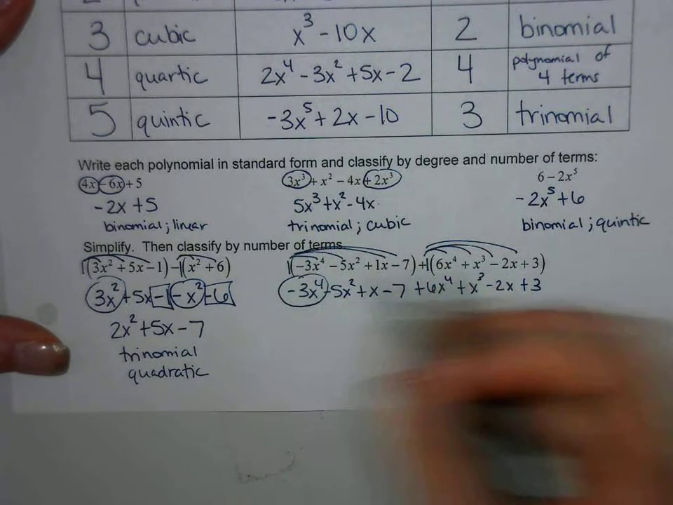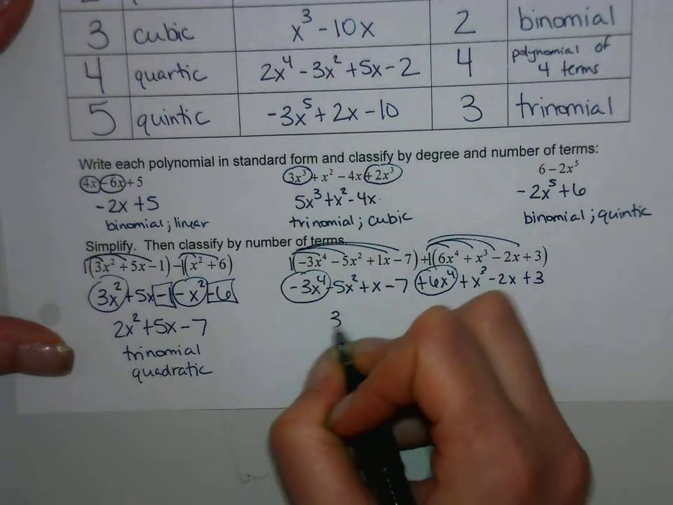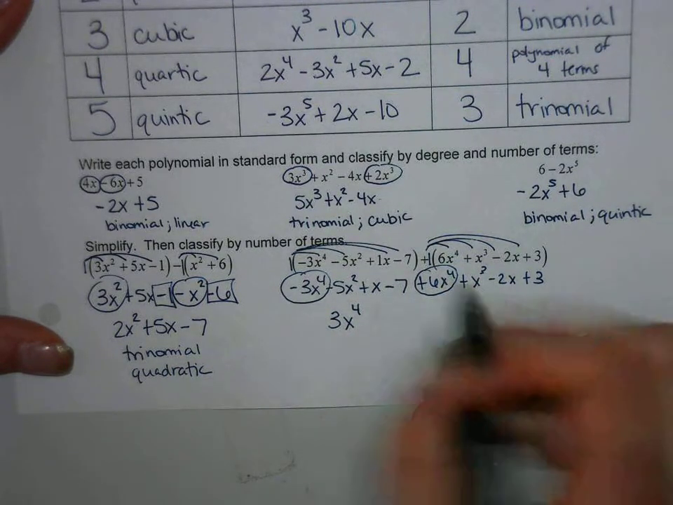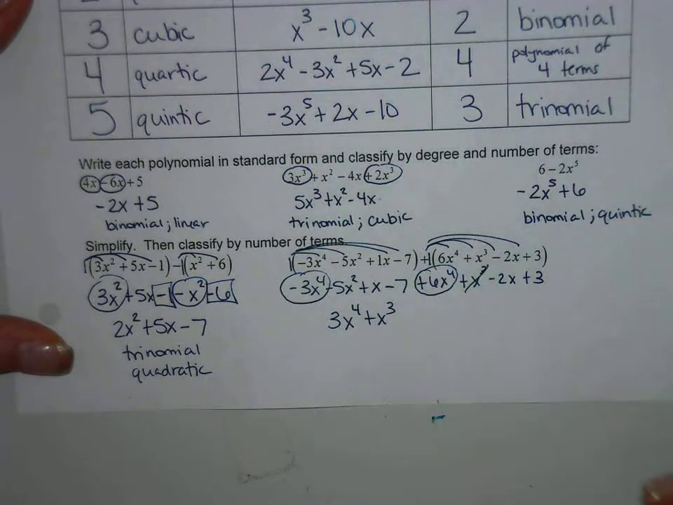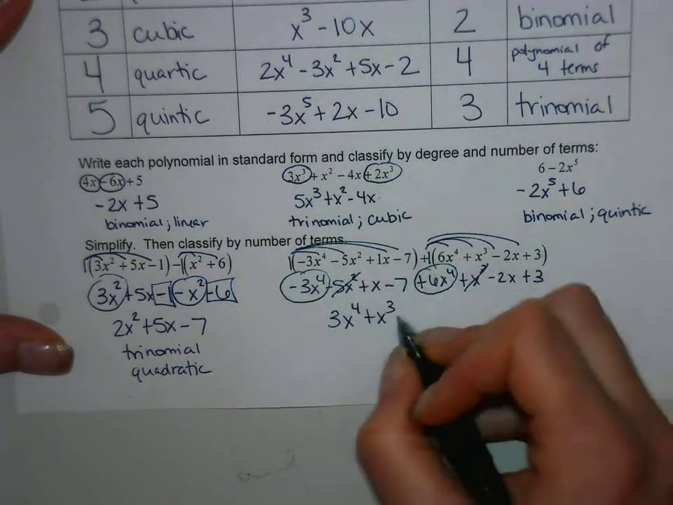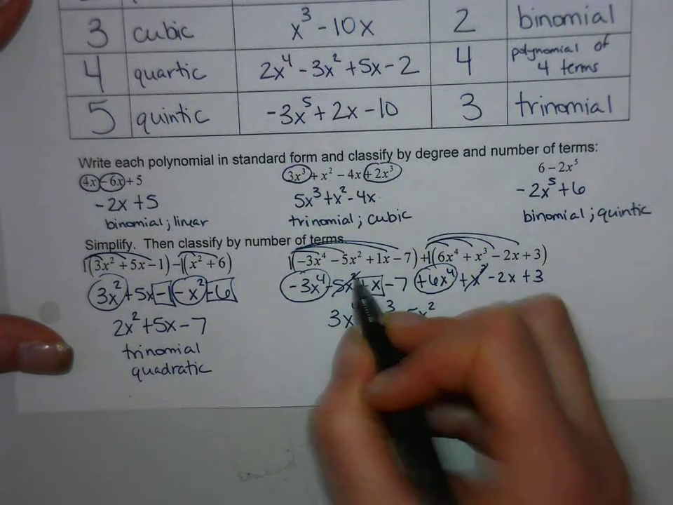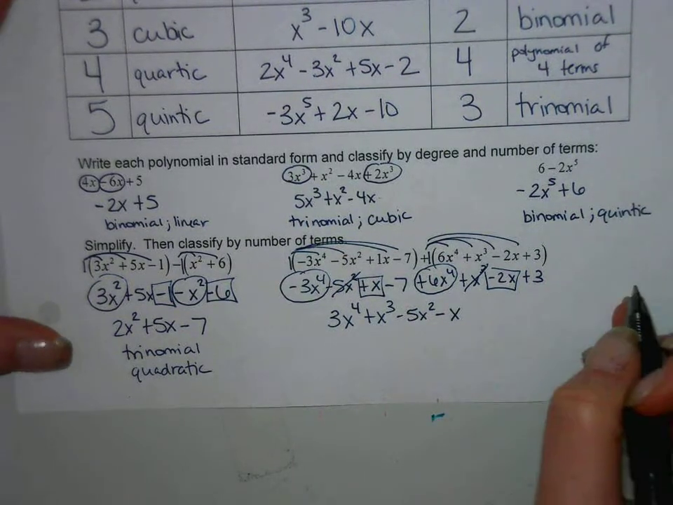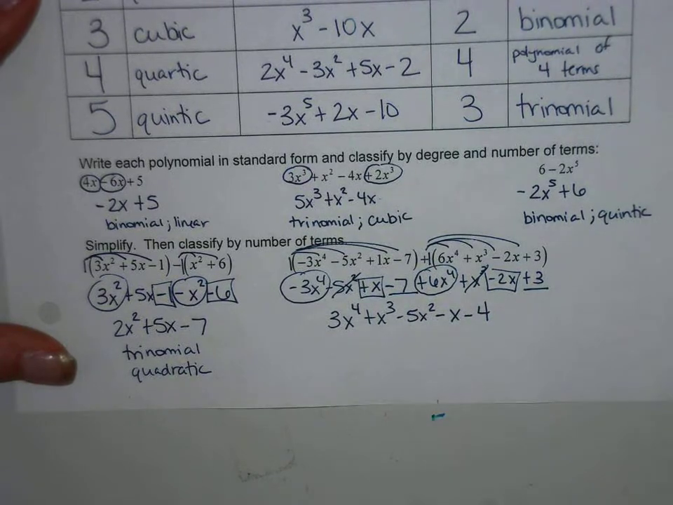So here we can combine negative 3x to the 4th and a positive 6x to the 4th. So those combine to be a positive 3x to the 4th. Then we have x to the 3rd, and that doesn't combine with anything. Negative 5x squared doesn't combine as well. Here we have positive x and a negative 2x. So those combine to be a negative 1x. Then we have a negative 7 and a positive 3 to combine to be a negative 4.